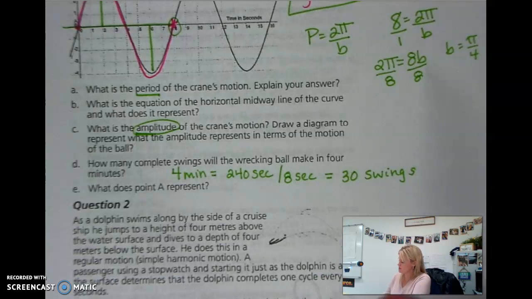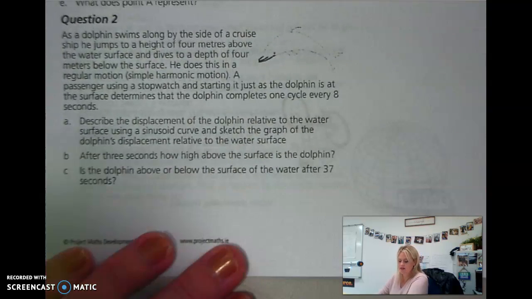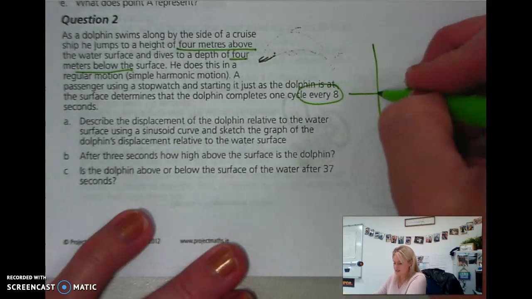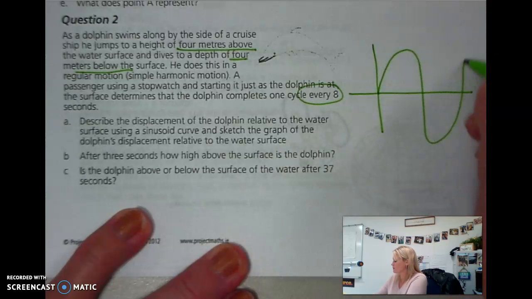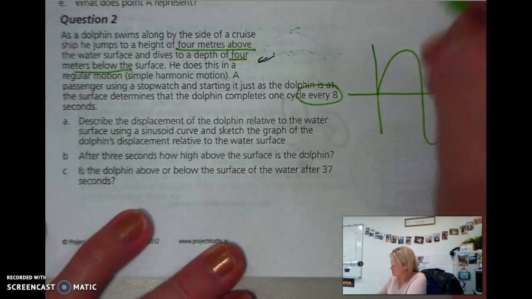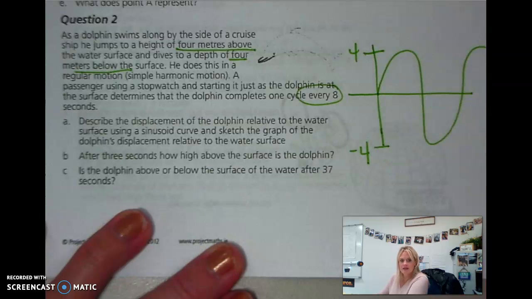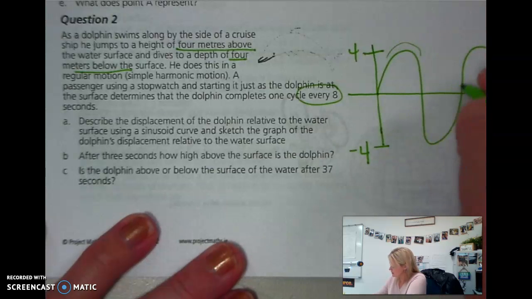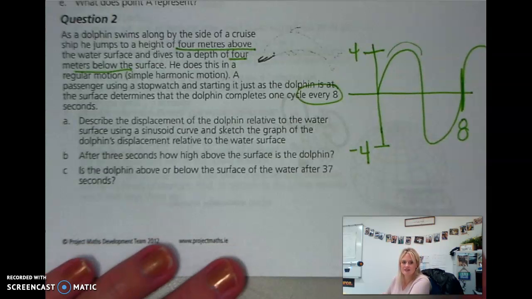So what I want you to do is read number 2, and set up a picture of what this looks like, kind of like a graph. So we have this dolphin, it's coming out of the water and going back under the water and out of the water and back under the water. It says that it goes 4 meters above and 4 meters below. It also says that it completes 1 cycle every 8 seconds. So my cycle right here is finished after 8 seconds.